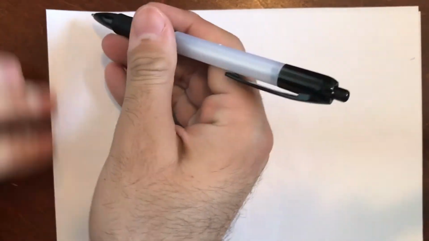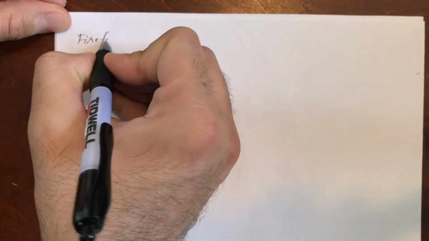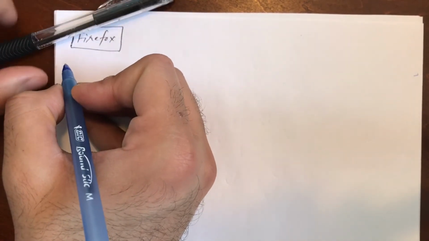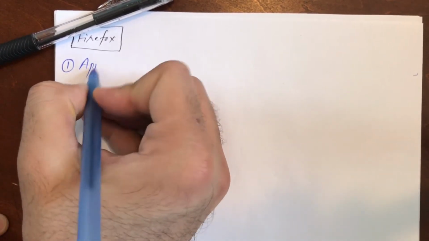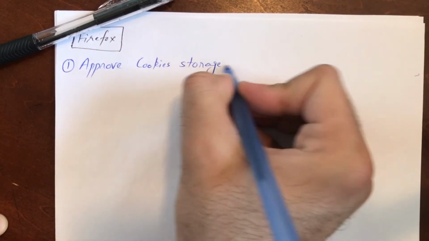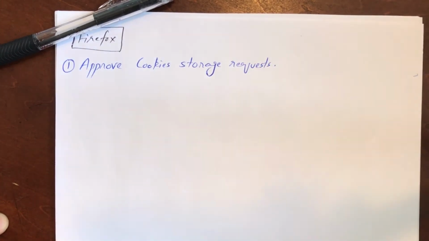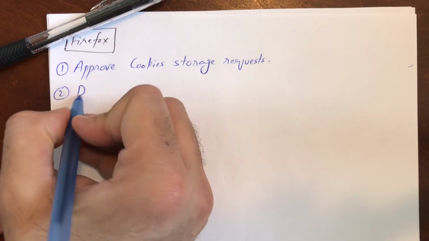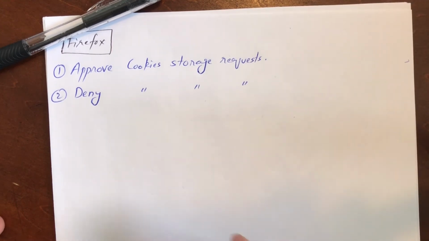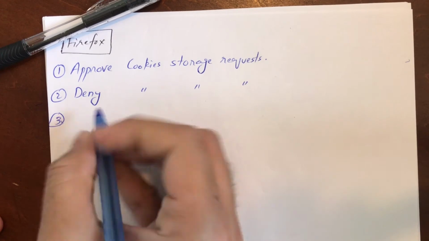Next is Firefox. Some people use Firefox and believe it's safer than Internet Explorer or Chrome, in fact. So in Firefox, there are a few things that we need to know. Number one, we can approve cookie storage requests. Number two, we can deny cookie storage requests, because it will ask you whenever you want to create a cookie or whenever you enter the password.